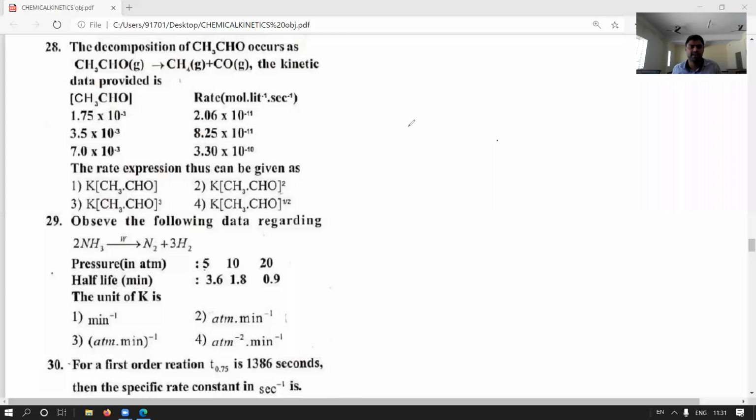The decomposition of acetaldehyde occurs, and they gave me the concentration of acetaldehyde and the rate. What we have to find out is the rate expression. This is the first one.